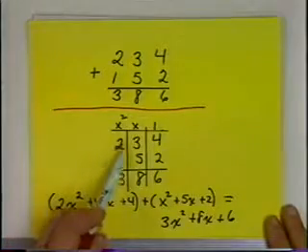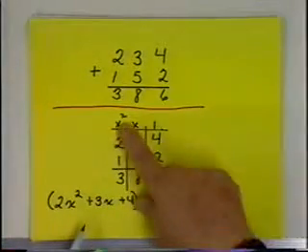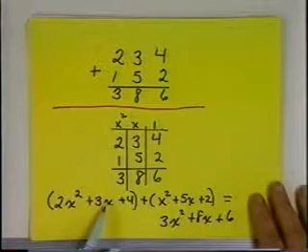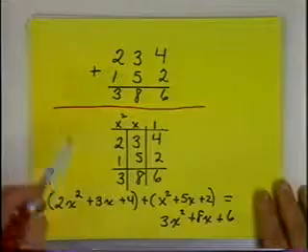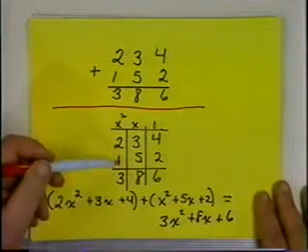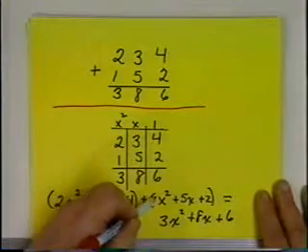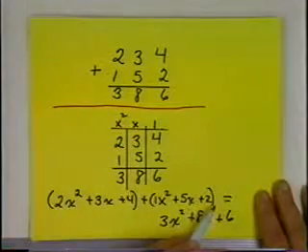Now what does 234 mean? It's not 234, it's what? 2x squared plus 3x plus 4 ones. 2x squared plus 3x plus 4. What does 152 mean now? It means 1x squared plus 5x plus 2. See, 1x squared plus 5x plus 2.